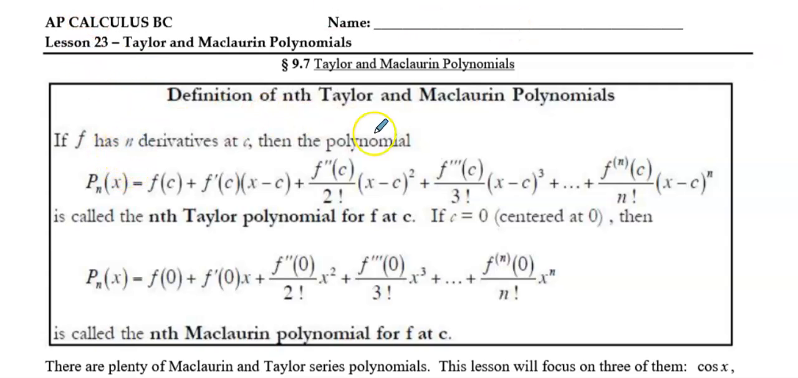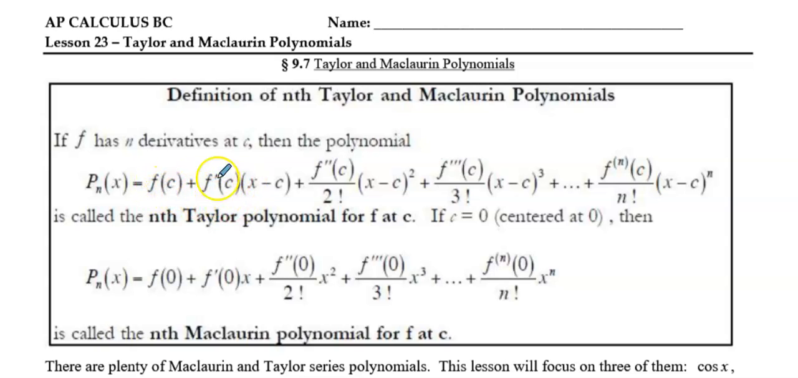So I wanted to talk about really quickly the formula that you guys need to know for a Taylor and Maclaurin series. A Maclaurin series is really where the center, the c here, is 0. So c is going to be the center of our series, and usually they'll tell us what that is. But if it says Maclaurin series, it's always at 0, and we have a much easier equation to deal with.